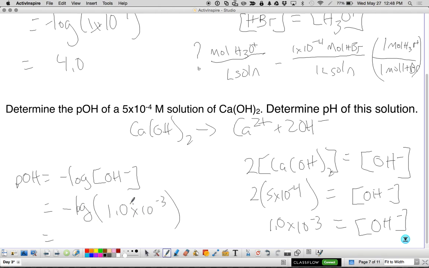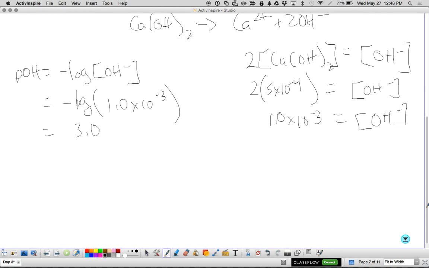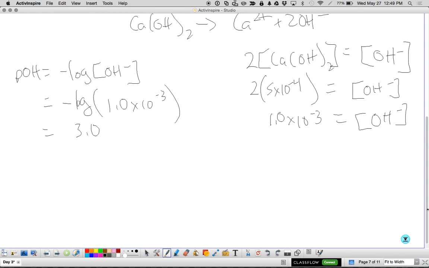Okay? All right, and -log of 1 × 10⁻³ is 3.0. Nice and easy. I haven't even had to use my calculator yet. Now, this problem also asked me to determine the pH of this solution. Okay, so I'm going to need a little bit more room here. I could go from concentration of hydroxide to H3O+ to pH, or I'm at pOH right now. I can just use pOH plus pH equals 14 to get to this last place.